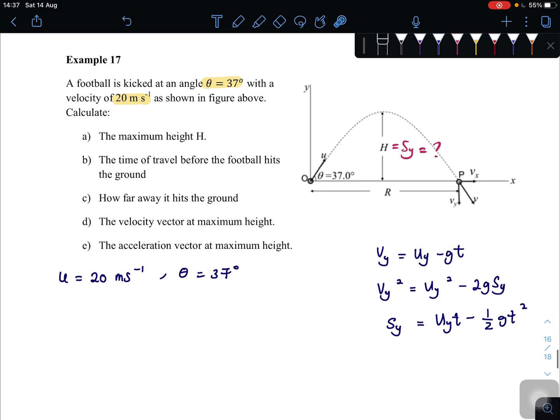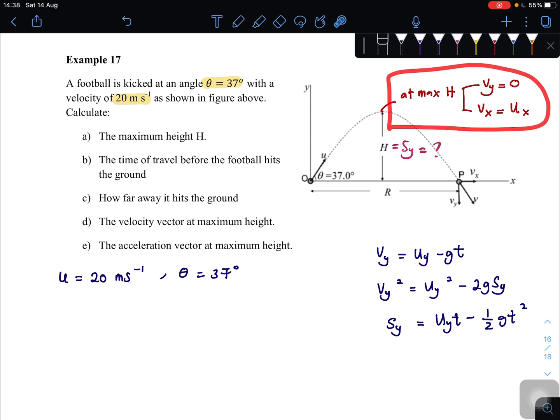So when we're talking about maximum height, the important information that we know at maximum height is that the velocity at Y component is equal to 0 and the velocity at X component is equal to the initial velocity at X component. So ni information yang penting apabila kita bercakap tentang maximum height. Always remember at maximum Vy kosong Vx sama dengan Ux. Ux ni daripada mana kita dapat?